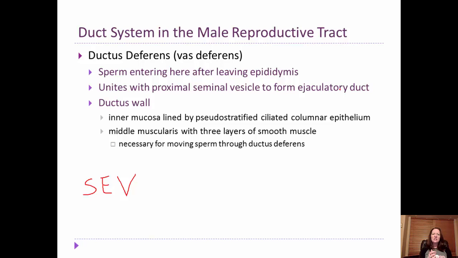So that's why we need the ductus deferens, that muscularis layer, to have some kind of peristalsis to move the sperm through the ductus deferens. So we'll also take a look at what causes this. We'll talk about ejaculation and how it's going to, of course, cause the movement through here.